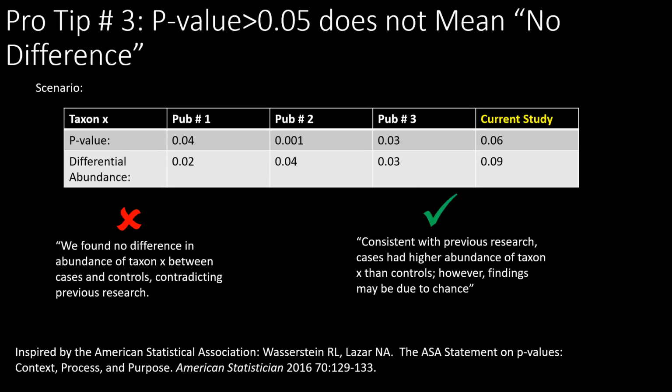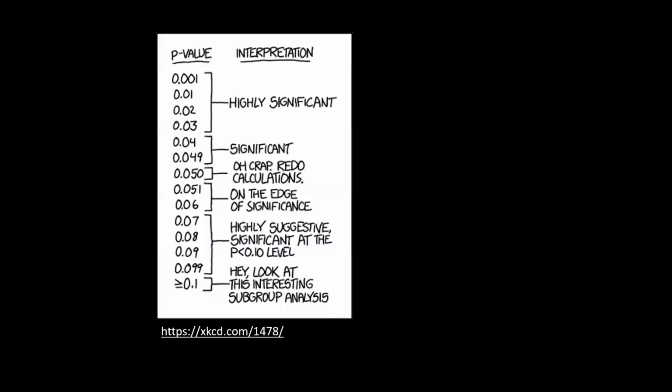So what we don't want to do is the thing on the left and say, we found no difference in abundance of taxon X between cases and controls, contradicting previous research. What we would want to say is something more like on the right, where we say, consistent with previous research, cases had higher abundance of taxon X than controls. However, findings may be due to chance. Again, we don't want to overinterpret our findings, but we do want to allow ourselves to contextualize and not just draw that hard line at 0.05 and recognize that we are seeing a similar pattern here.